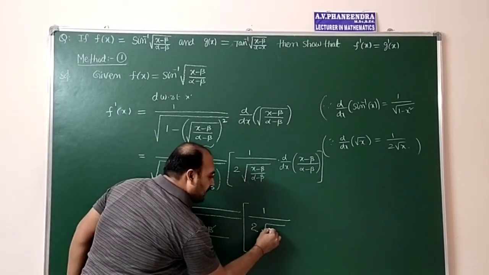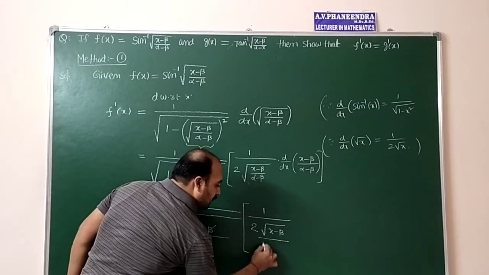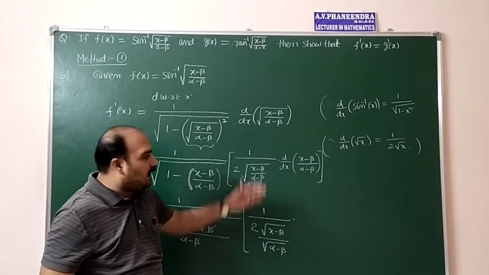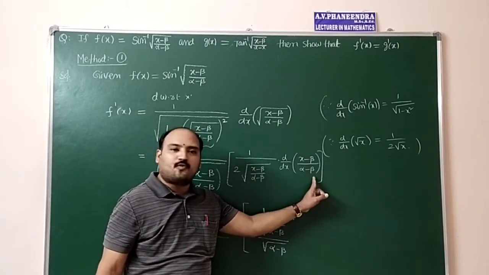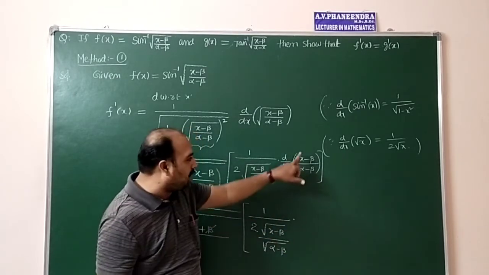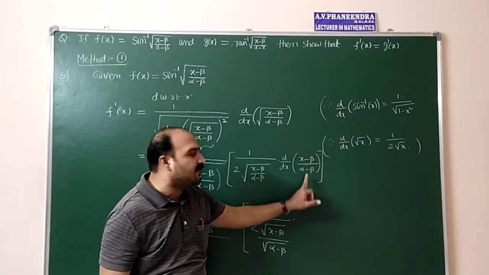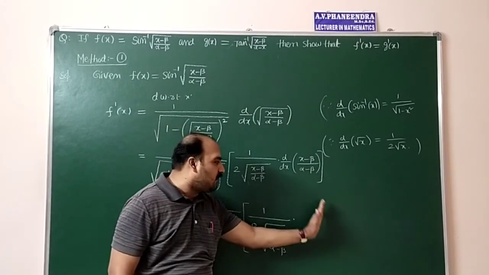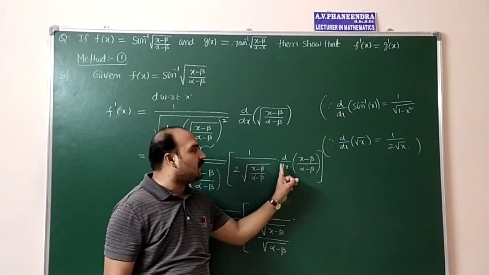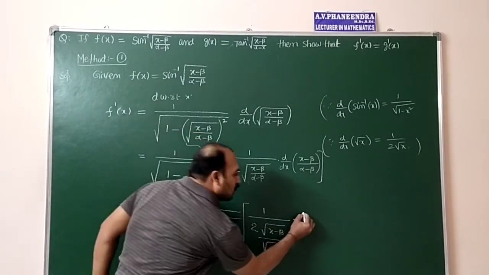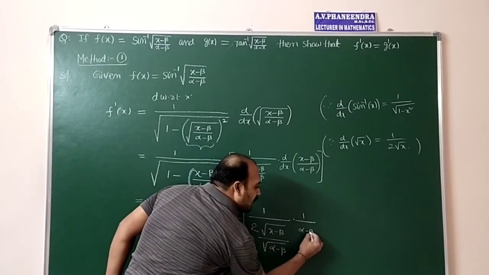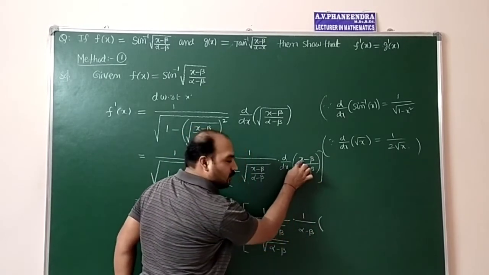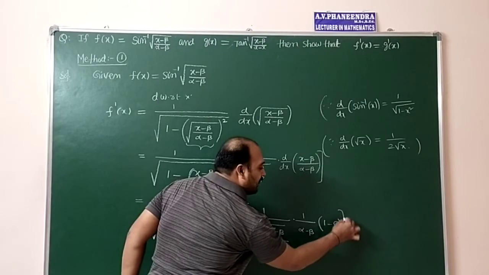So root x minus beta divided by root alpha minus beta into d by dx of x minus beta by alpha minus beta. Generally, you have to apply quotient rule of differentiation, u by v. But by observing, v function is a constant here. So alpha minus beta we can take outside of the d by dx. And then remaining function you have to differentiate. So 1 by alpha minus beta into d by dx of x minus beta. D by dx of x is 1 minus d by dx of beta is 0.